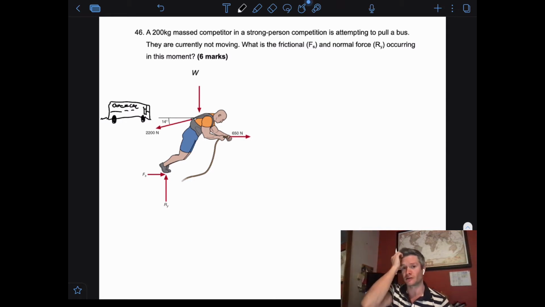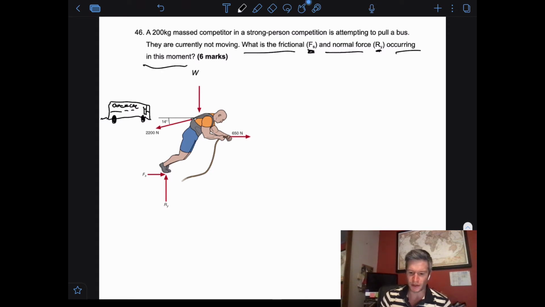They actually do this if you ever watch a strongman competition. So it's asking what is the frictional force, which they denote Fs here, and the normal force Ry. In class we've typically gone with N or something similar, but here they're just saying Ry. That's fine, totally able to do that. More or less, this is asking what those two forces are occurring in this moment, okay?